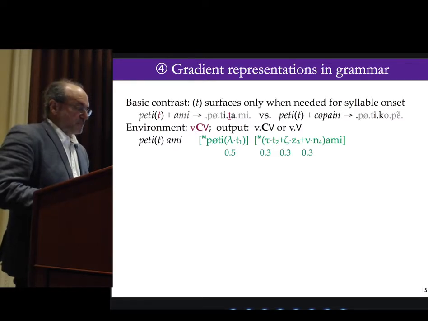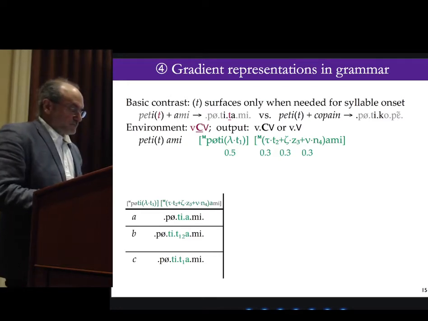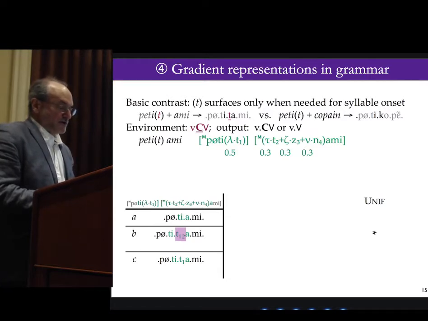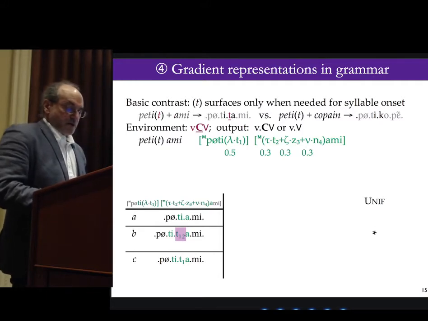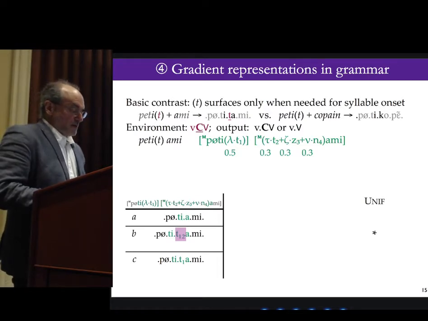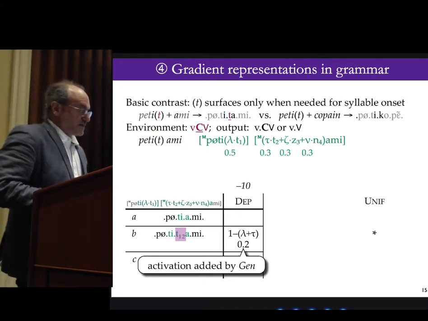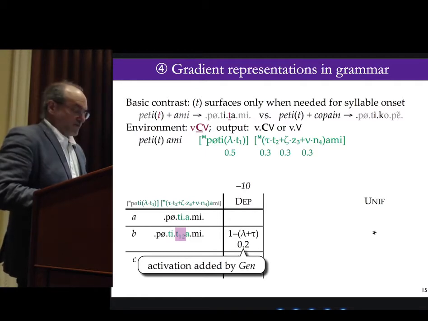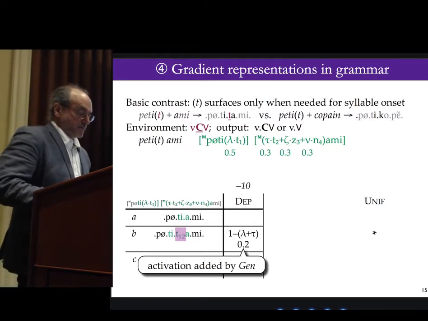So now we'll consider these output candidates, which fail to pronounce or pronounce the T. The one that will win is candidate B, in which the final weak T of "petit" coalesces with the initial weak T of "ami," yielding an underlying activity of 0.8 for the coalesced T. The gradient version of the depth constraint is violated to a degree equal to the amount of activity that Gen has to add to bring the underlying activity of 0.8 up to the surface level of 0.1, which is the surface level assumed of all segments in this analysis.